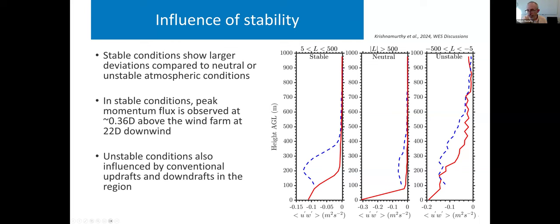And I should mention that in unstable conditions, there's also that traditional convective change in momentum that may be influencing some of these results. So it's a little bit difficult to parse out what is the impact of the wind farm versus what is just standard atmospheric mixing.